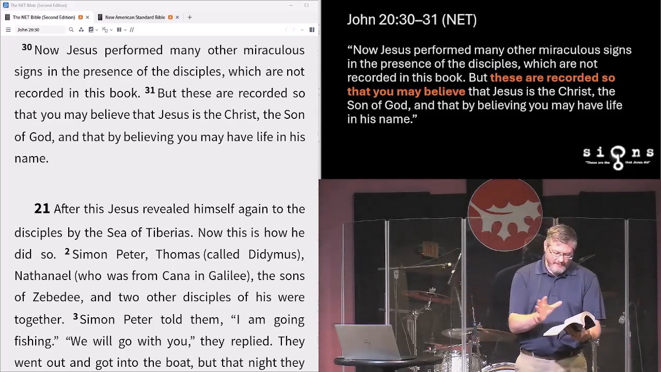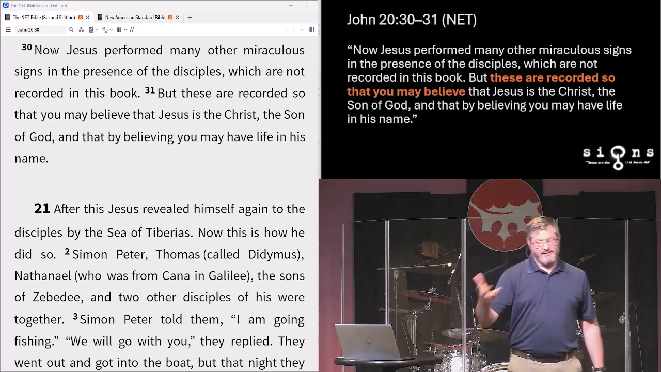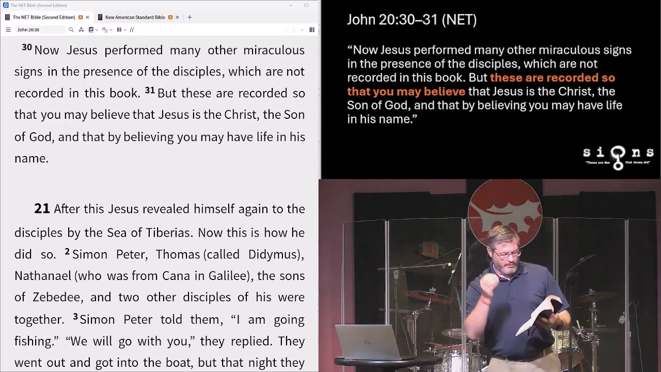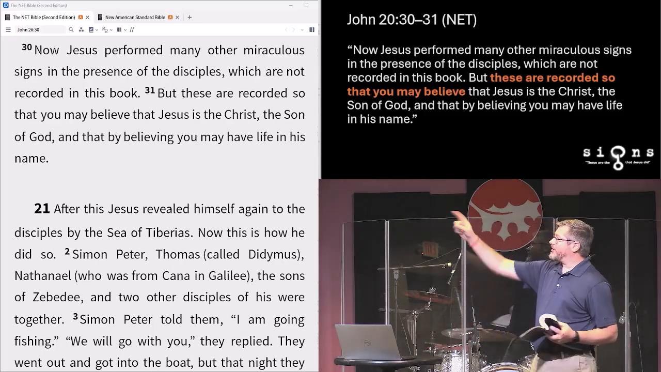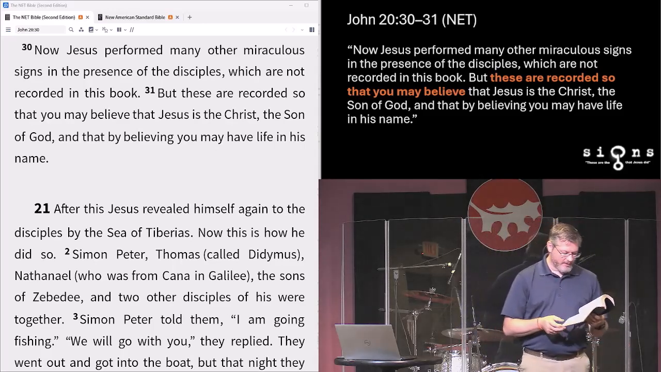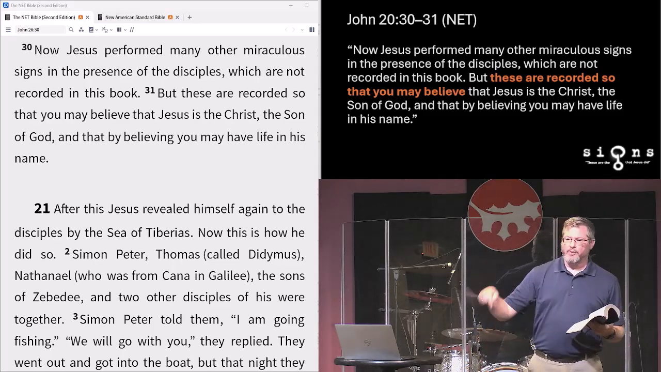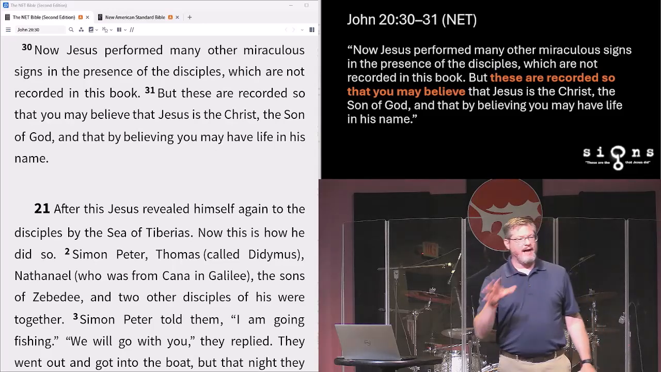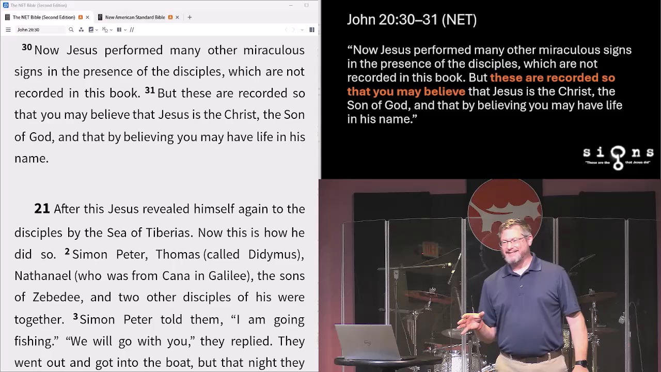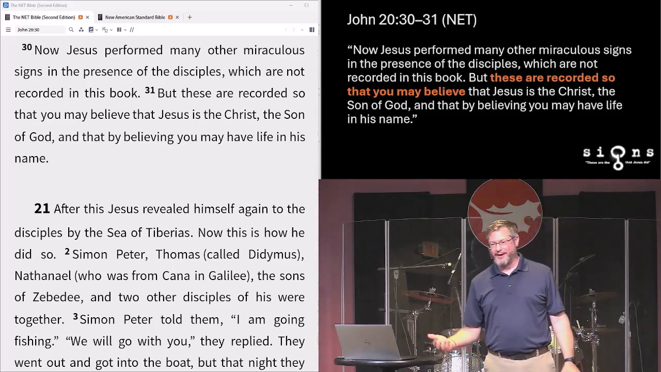So at the very end of the book, almost all the way to the end, the last 2 verses of the second to the last chapter, John added this little bit of information. Now, Jesus performed many other miraculous signs in the presence of the disciples, which are not recorded in this book. That by itself is not helpful. By itself, that's like, well, why didn't you write those down? Those would have been some cool ones that we want to know.